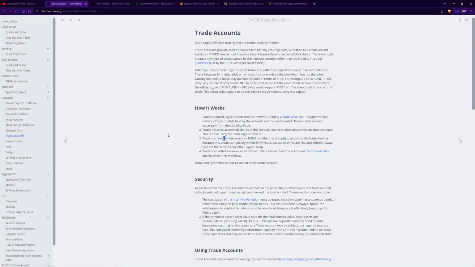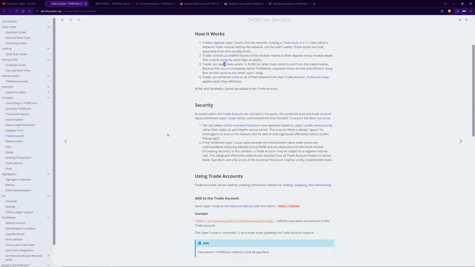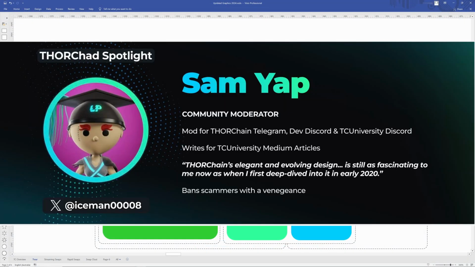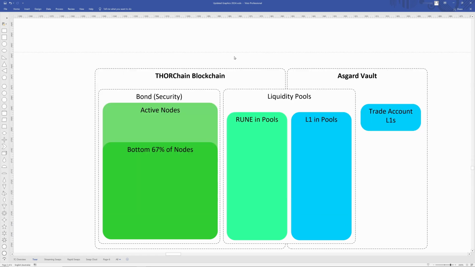I want to touch on security here, because there is a security implication for trade accounts. So trade accounts are not held within the liquidity pools, and the combined pool and trade account, e.g. the layer one asset, could exceed the total bonded. So let's try and explain what that means here with some pictures. And thank you to Sam for providing a picture I could nicely copy to make this picture.